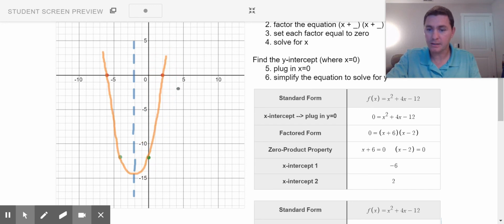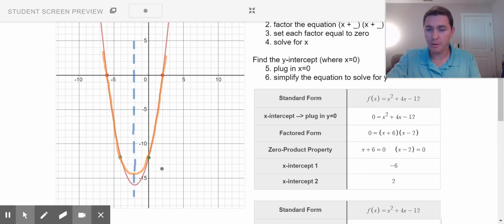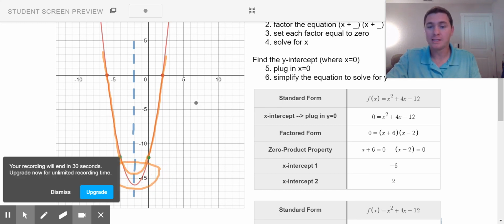Let's take a look and see how we did. Not too bad. The only part we were unsure about was how far down to go. If we want to figure that out, take your axis of symmetry value, which in this case was negative 2, the line x equals negative 2, and plug this value into the equation f of x equals x squared plus 4x minus 12. That would tell you your vertex and how low to go.